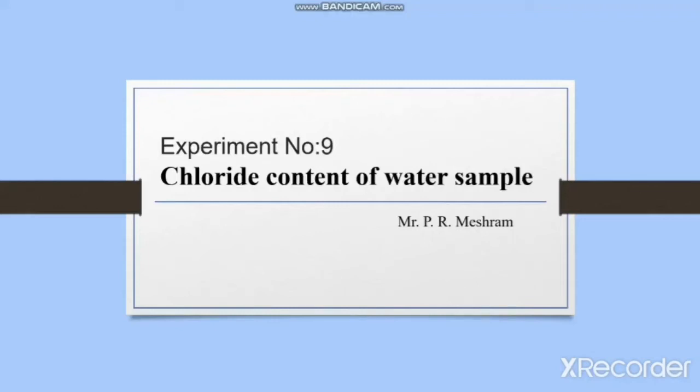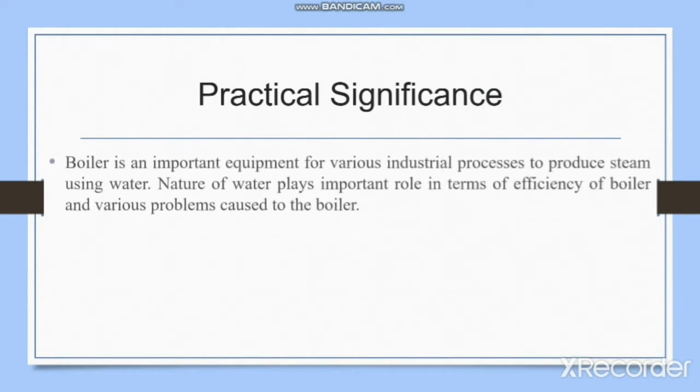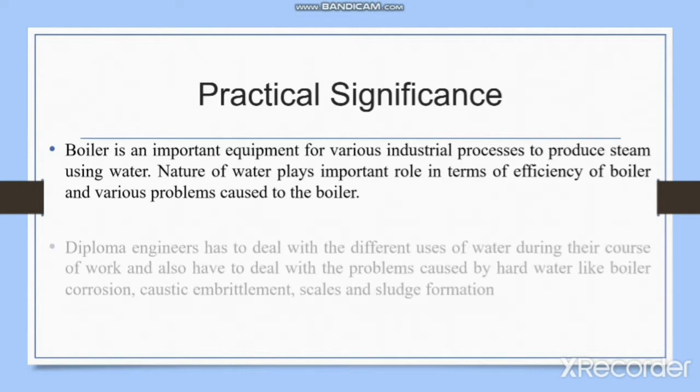In this experiment, we will determine the chloride content of a water sample. Practical significance of this experiment: a boiler is an important piece of equipment for various industrial processes to produce steam using water. The nature of water plays an important role in the efficiency of a boiler and in the various problems caused to the boiler.